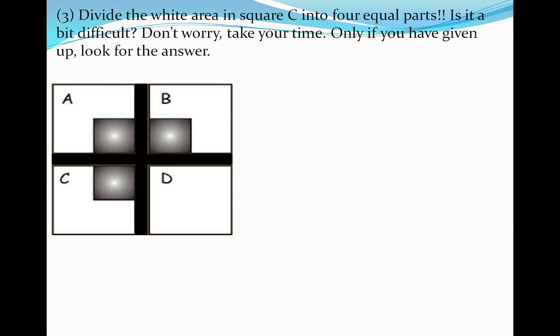Next, divide the white area in square C into 4 equal parts. Is it a bit difficult? Don't worry. Take your time and do it yourself. And only if you have given up, then look for the answer. But I will wait for some time. Try yourself.